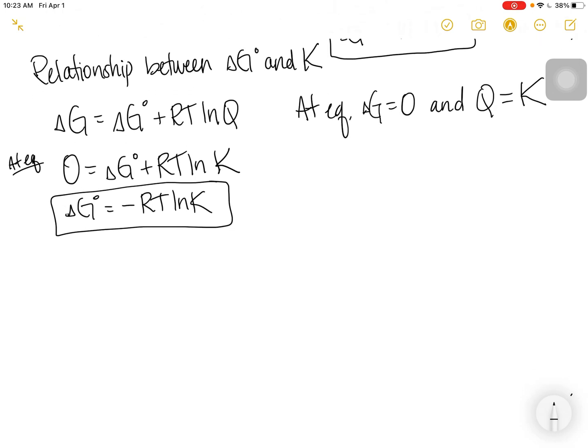So just a couple things to talk about here, which is how we can relate delta G and K. If delta G is negative, that means we have a spontaneous reaction.